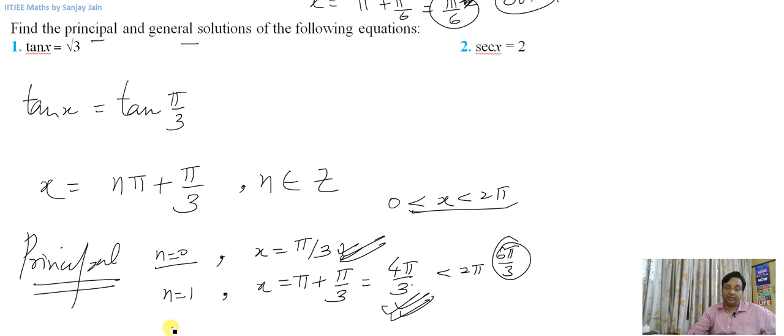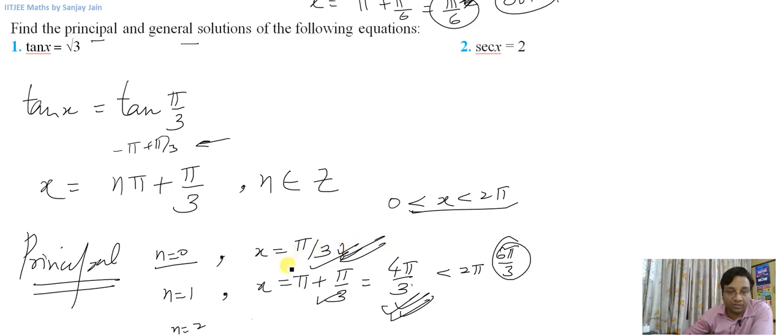So you can try for n equal to 2. If you put n equal to 2, that will be 2 pi plus pi by 3, so it will be beyond 2 pi. If you put n equal to something negative, it will become minus pi plus pi by 3, which will be below 0. So these are the only two principal solutions.